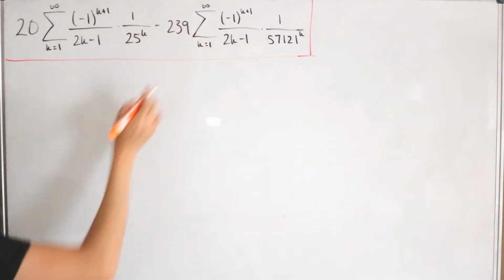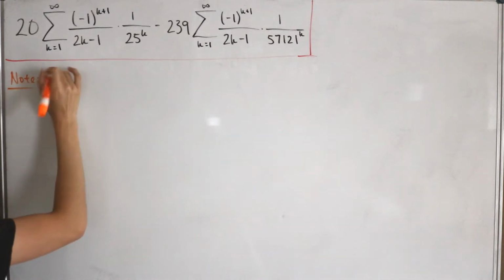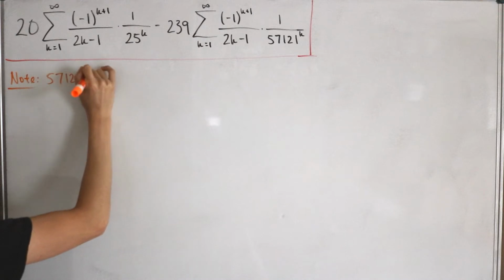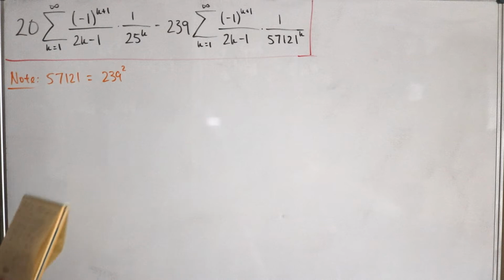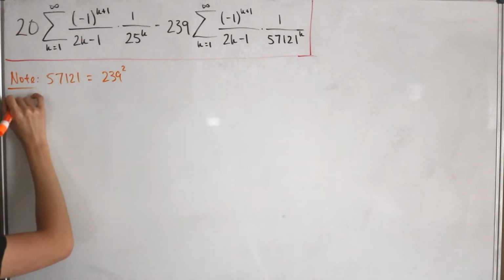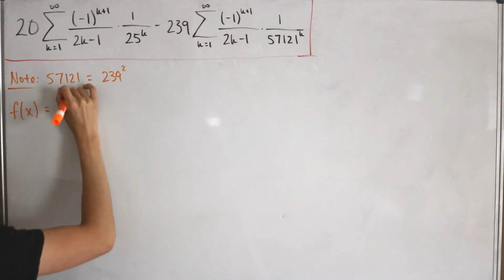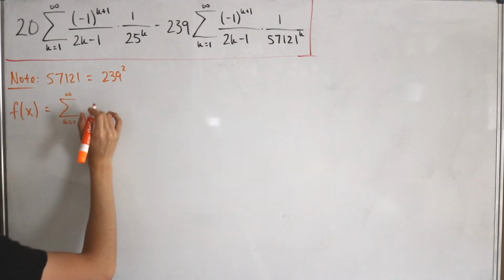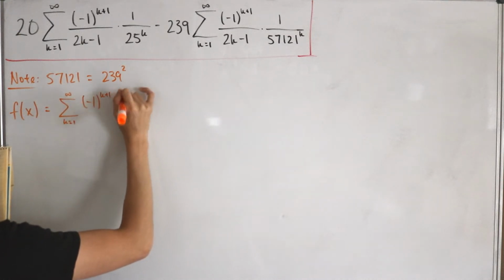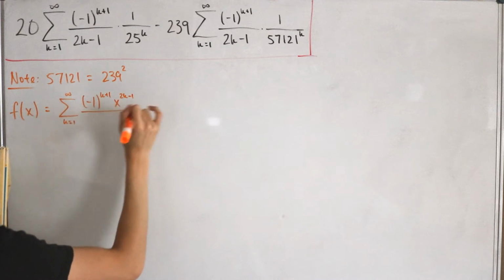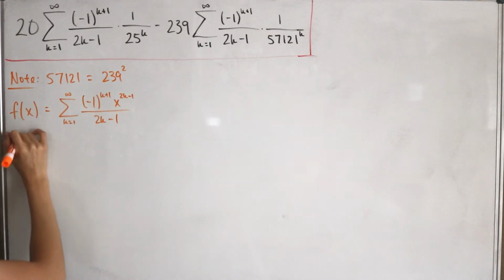This entire thing, I'm going to call capital A. Let me first write the note I just mentioned, that 57,121 is equal to 239 squared. With this, let's set the following function. We'll call it f of x, and let it equal the following infinite sum, same index, k equals 1 to infinity, of (-1)^(k+1) multiplied by x to the power 2k-1, all divided by 2k-1. And I'm going to call this A.